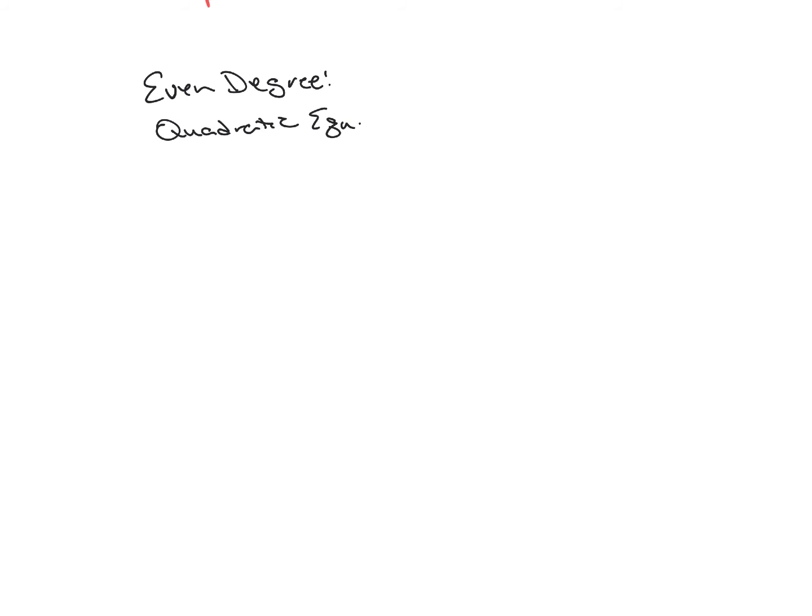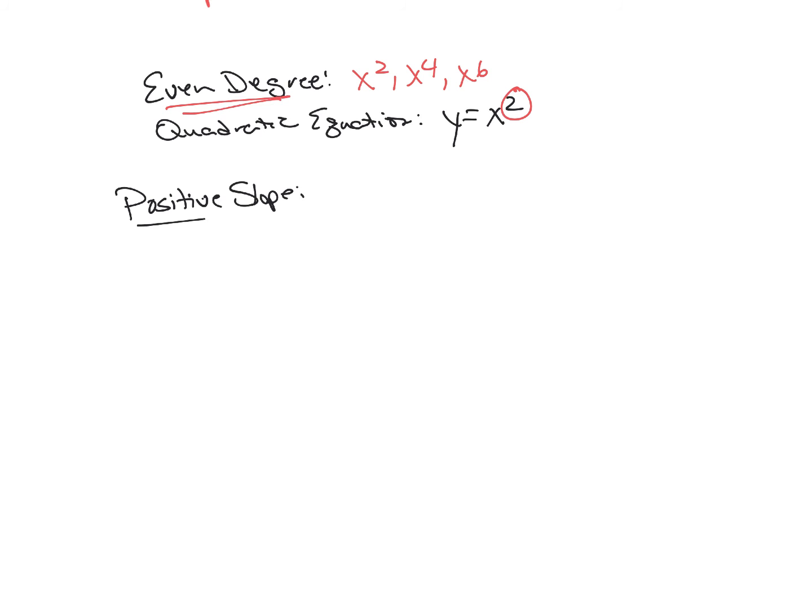equation. So remember, a quadratic equation, we know it looks like that U because it's x to the power of 2. So my degree is 2. So even degrees, that's your x to the power of 2, x to the power of 4, x to the power of 6, etc. It keeps going on and on. So let's look at the positive slope. Okay, our positive slope with a quadratic, our most basic, x, y, it goes up like this, right?